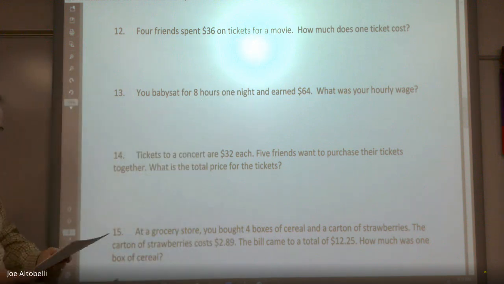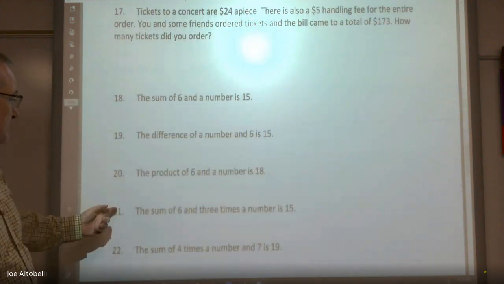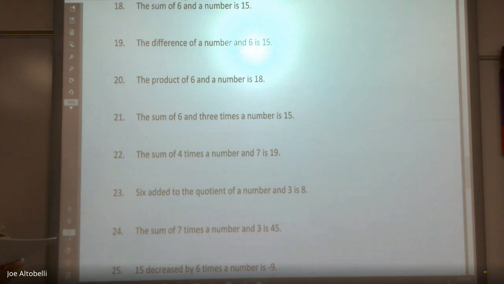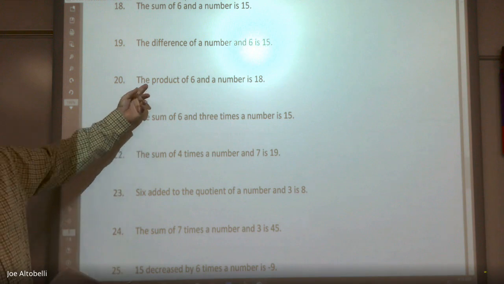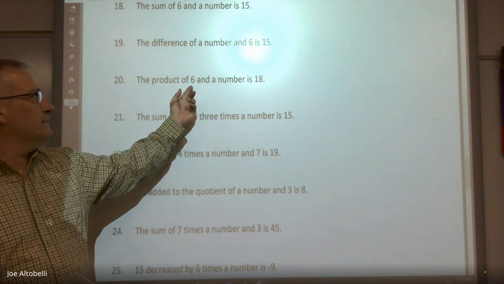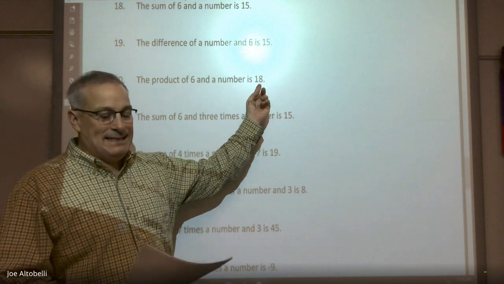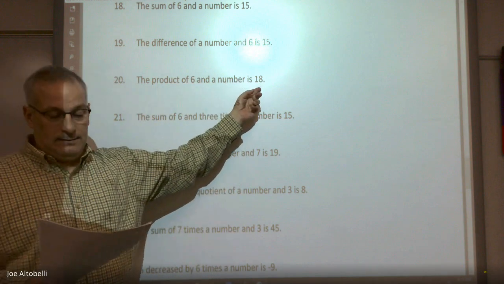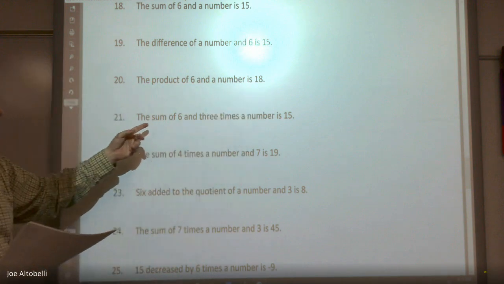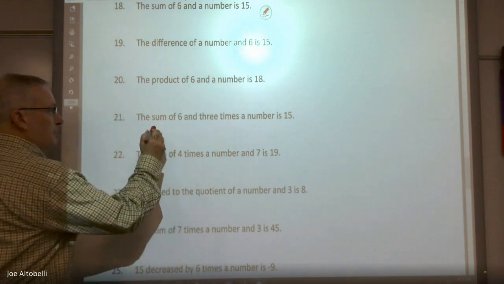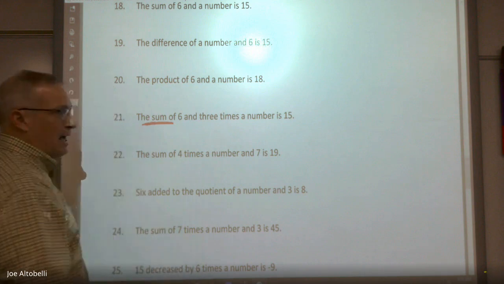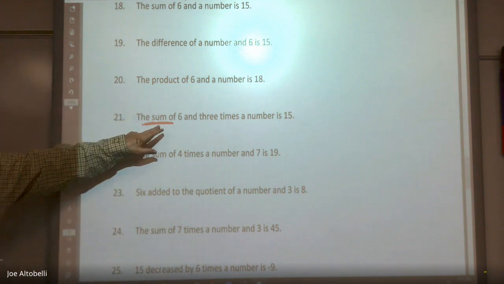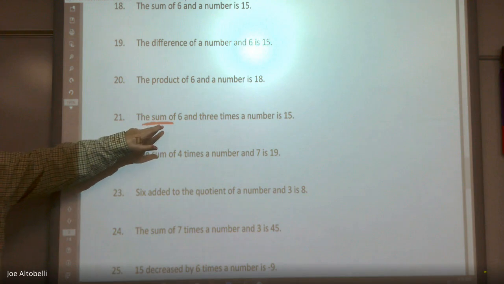Then go to the next page, number 20. Number 20, and it says the product of 6 and a number is, it should be 18, not 15. Number 20, 18, not 15. 21, the word product that was written here should be sum. So number 21, it says product, change it to the word sum. And then I believe everything works out.